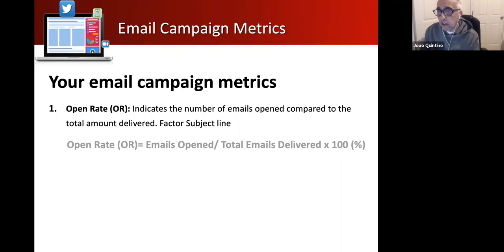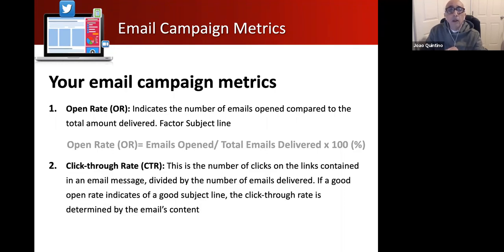Sometimes you send 1,000 emails, but for some reason only 995 get delivered because the other 5 went to a spam box or the email did not exist. So when you use programs for email marketing, it tells you exactly how many emails got delivered into people's inboxes. So you take how many people opened the email divided by the total emails delivered, not sent, delivered, times 100. That's what you call open rate.